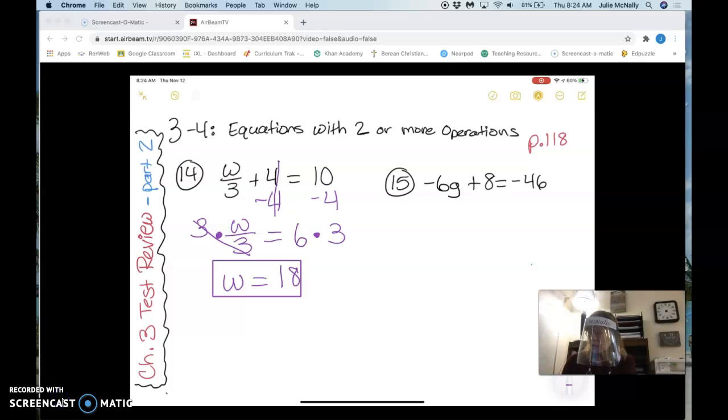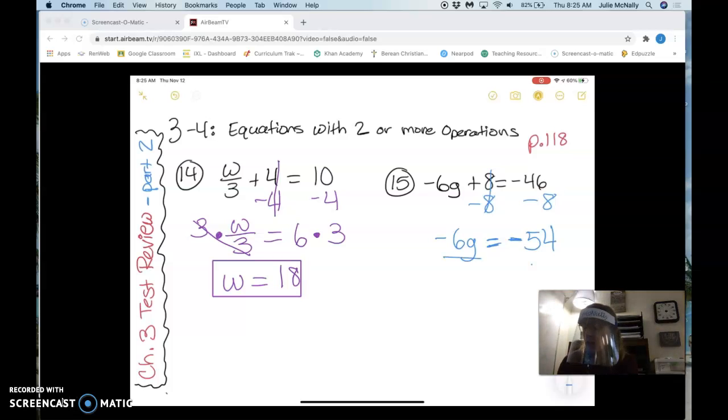Number 15. So what am I going to do first to solve 15? -8. Yes, good. This one's tricky because of the negatives, so just make sure you're bringing all your negatives down. Good. No, because we're adding and subtracting. So, Ethan, that's right, -54. And then what am I going to do?